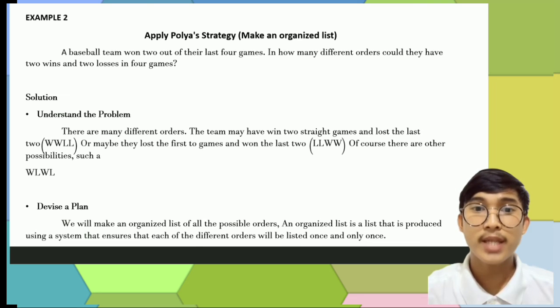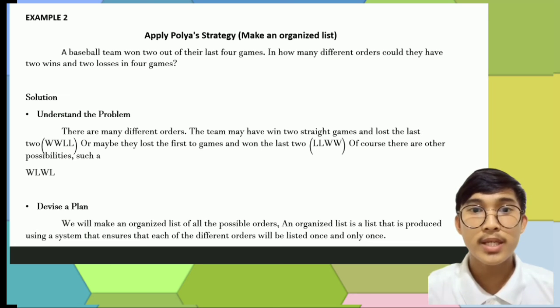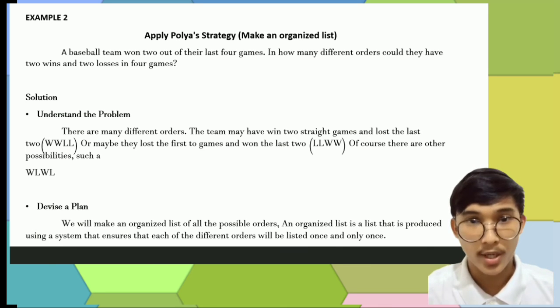First, understand the problem. There are many different orders. The team may have won 2 straight games and lost the last 2. Or maybe they lost the first 2 and won the last 2. Of course, there are other possibilities such as win, lose, win, lose. Second, devise a plan. We will make an organized list of all the possible orders. An organized list is a list that is produced using a system that ensures that each of the different orders will be listed once and only once.